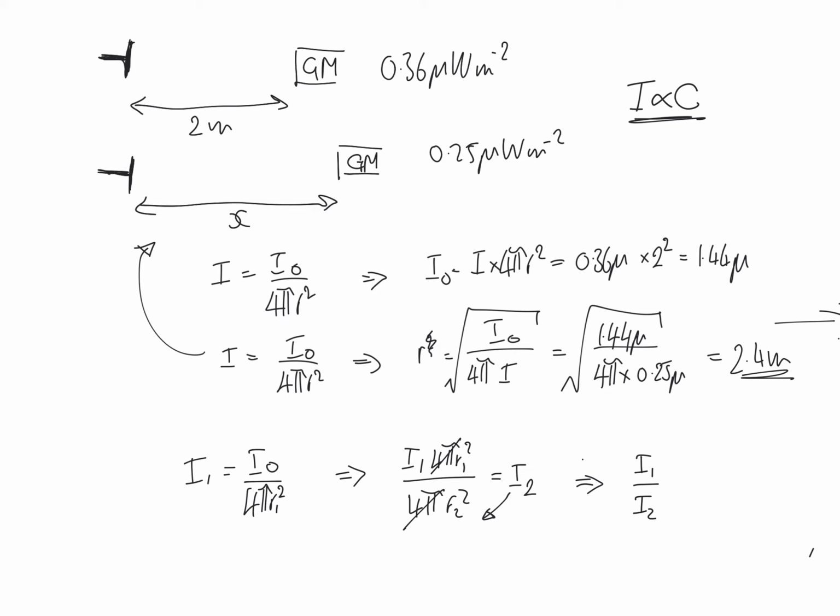Or let's say, just for ease, I'll do that the other way around. So for I2 over I1, that gives me R1 squared over R2 squared. So that's a little bit of a neater way of solving the problem, if you can see how that works directly. Right, let's try another type of problem.